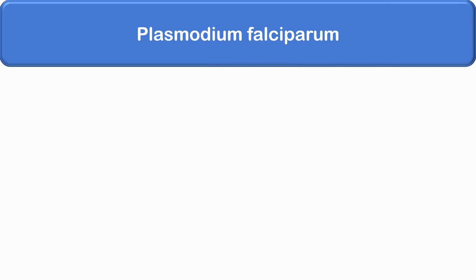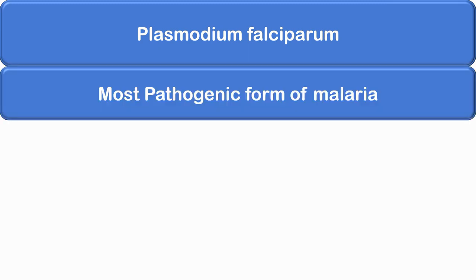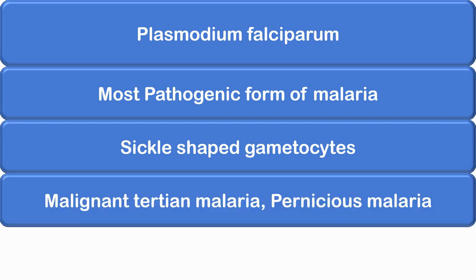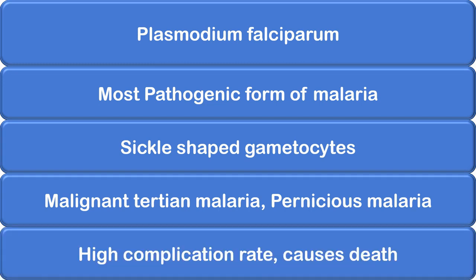Another malaria species about which we must know everything is Plasmodium falciparum, because it causes the most severe form of malaria. The name falciparum comes from the characteristic sickle shape of the gametocytes of this species. This is the most pathogenic of all the Plasmodium, and hence the name malignant tertian or pernicious malaria is given for its infection. The disease has a high rate of complications and unless treated is often fatal. The species is responsible for almost all deaths caused by malaria.